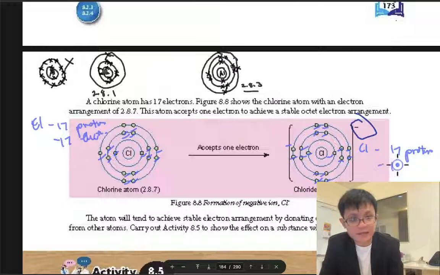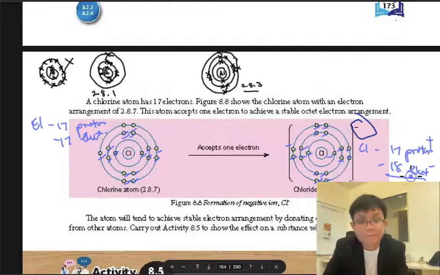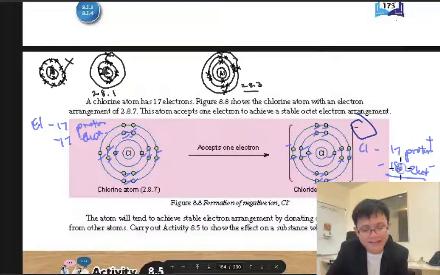So here will be 18 electrons. What is more, positive or negative? We know that negative is more, by how many? By 1. 18 minus 17 is 1. Okay, please don't ask me that. 18 minus 17 is 1. Negative 1 because electron, so it got an extra 1 electron.